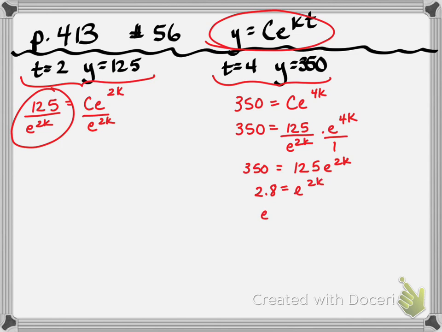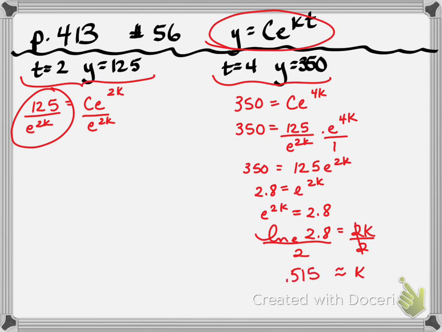And y'all make fun of me, but I'm addicted to the Schwab, so I'm going to mix it around. So I can do the ln, base e, of 2.8 is 2k, and divide by 2 to get k by itself. So k is approximately ln 2.8 divided by 2, which is 0.515, but I am rounding here, so I don't love that. But now we know what k is approximately.